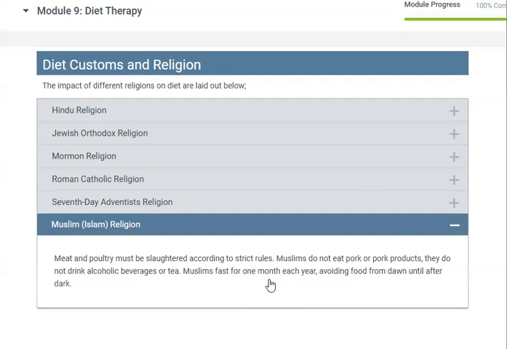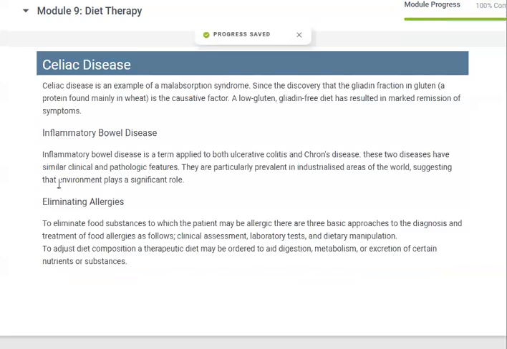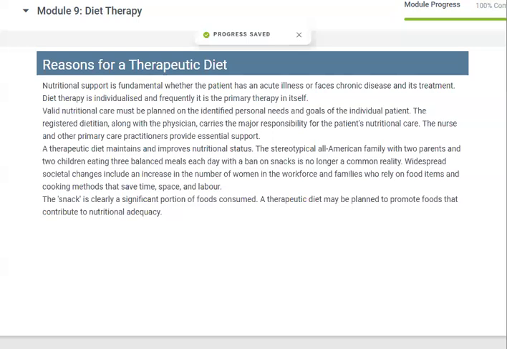Reasons for a therapeutic diet. Nutritional support is fundamental whether the patient has an acute illness or faces chronic disease and its treatment. Diet therapy is individualized and frequently it is the primary therapy in itself. Valid nutritional care must be planned on the identified personal needs and goals of the individual patient.